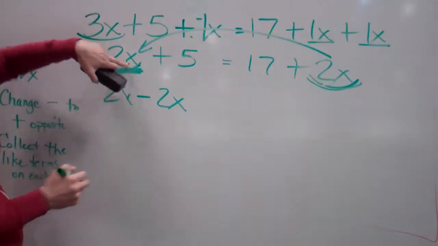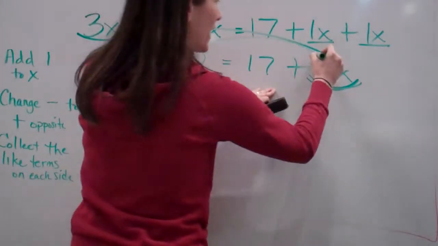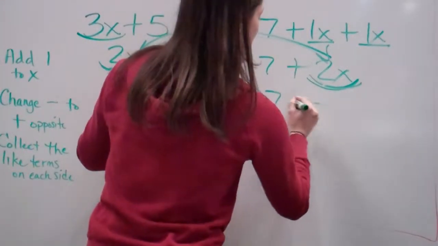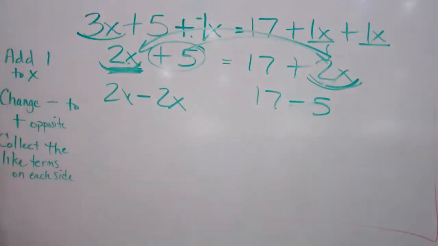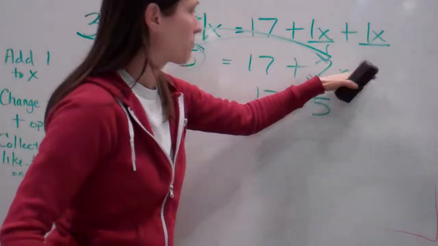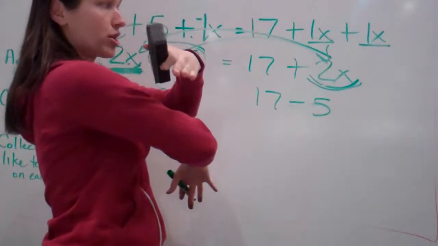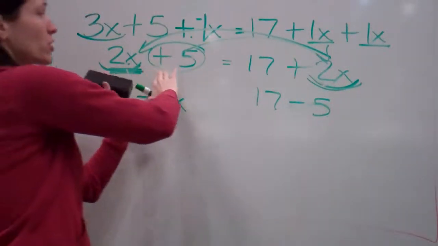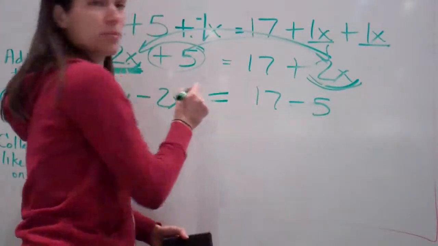Does everybody see that? And then when I move the plus 5 over here, it will become 17 minus 5. Does everybody see what I did? Because I moved the x's over with the x's and the numbers over with the numbers, they both change. This was a plus 2x, so I made it a minus 2x. This was a plus 5, so I made it a minus 5 when I took them across the equal.